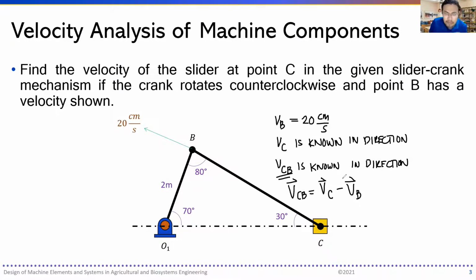How do we do that now? If there's a vectorial addition, we proceed to the graphical solution, which requires the velocity polygon. So we construct the velocity polygon using the known parameters. So let's proceed with this solution.